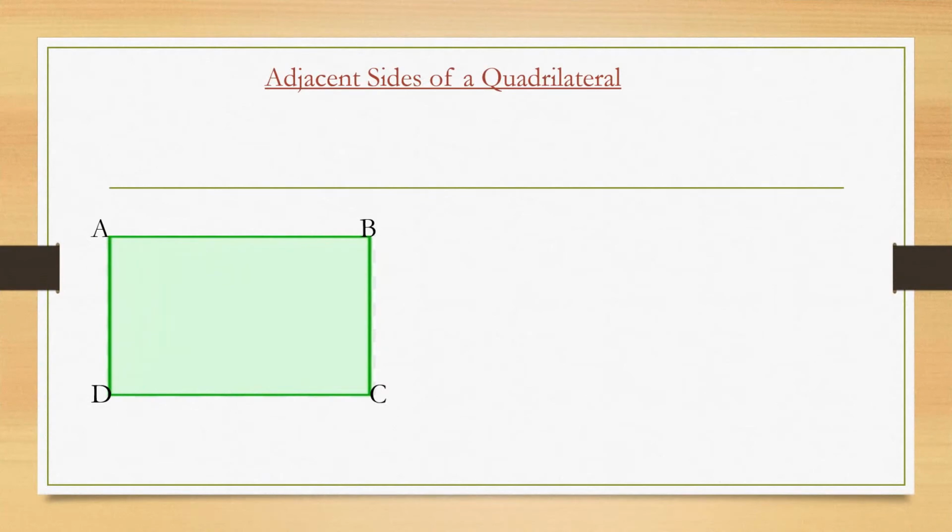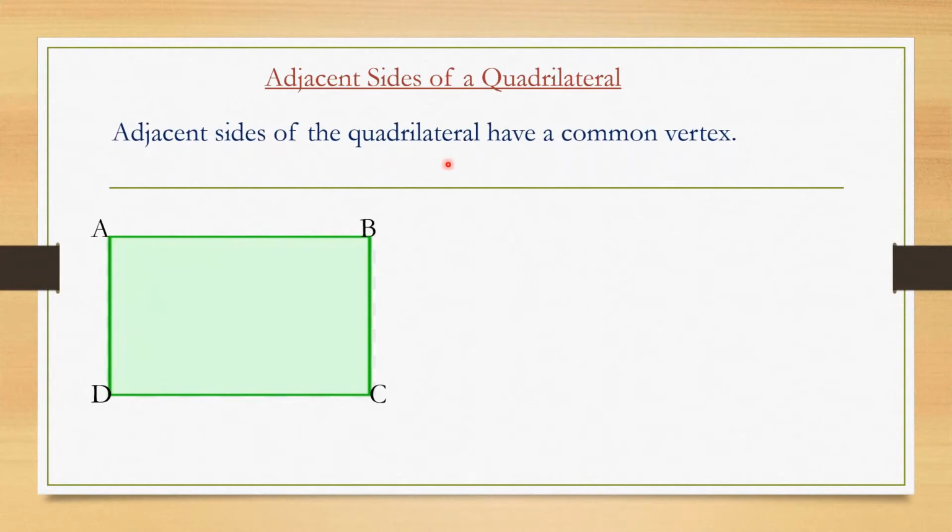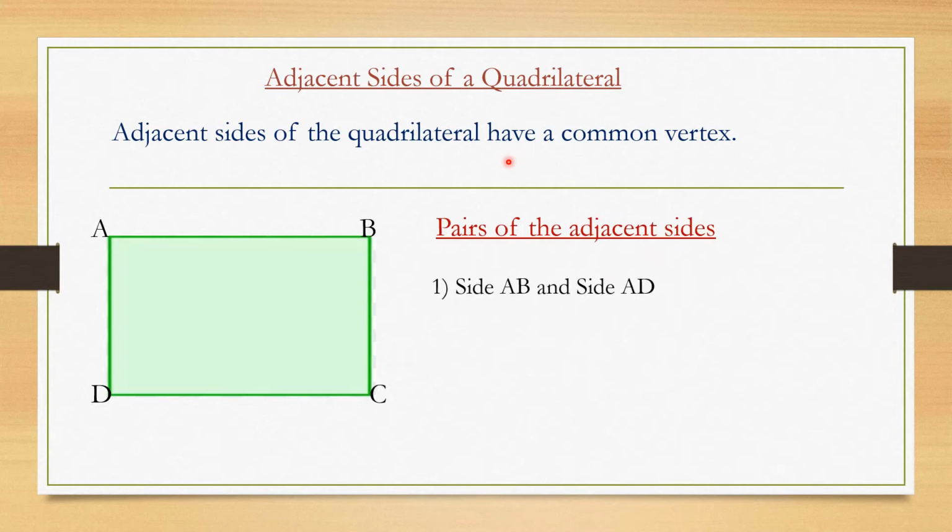Let's learn adjacent sides of a quadrilateral. Adjacent sides of the quadrilateral have a common vertex. Here is the quadrilateral ABCD, and which are the pairs of adjacent sides? The first pair of adjacent sides is side AB and side AD. These sides AB and AD have the common vertex A. And the second pair: side BA and side BC.